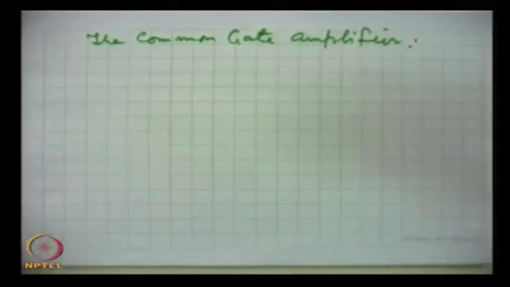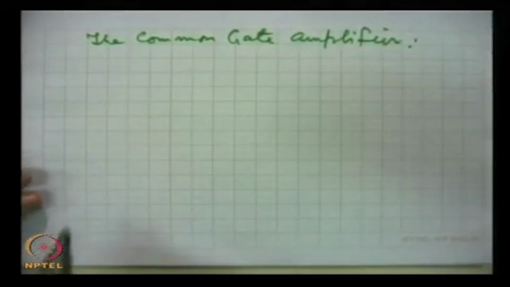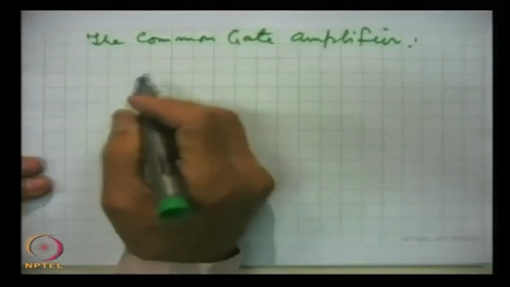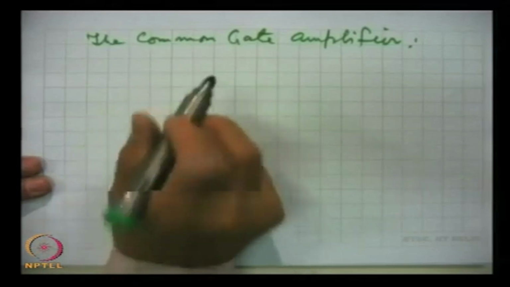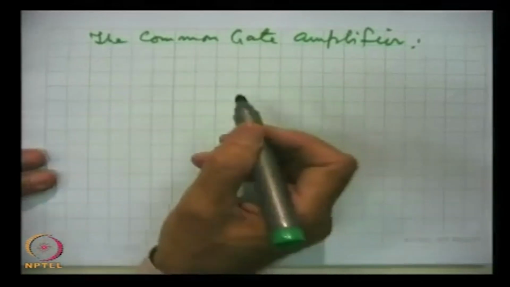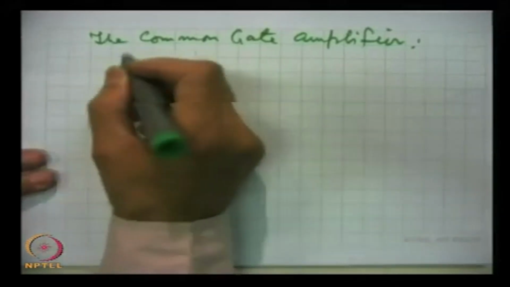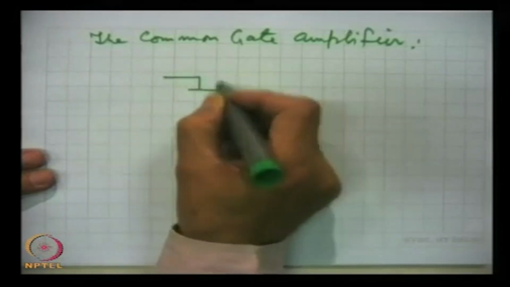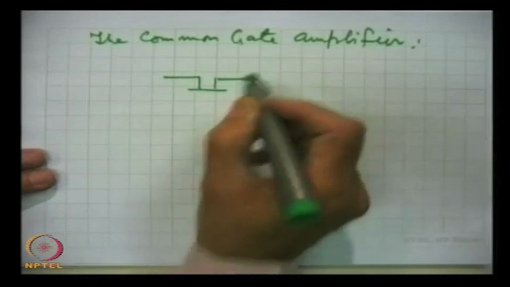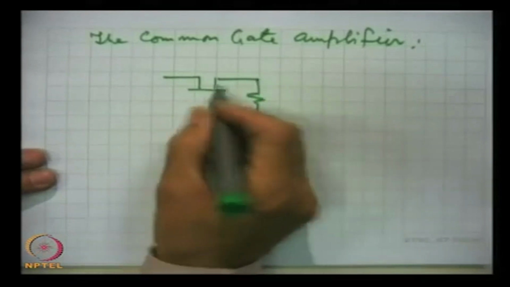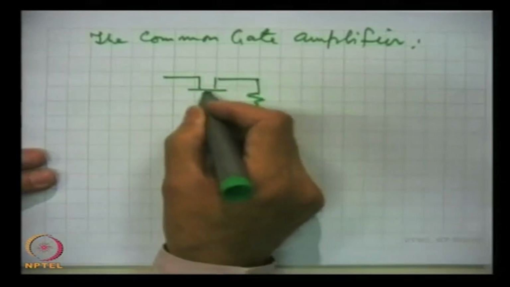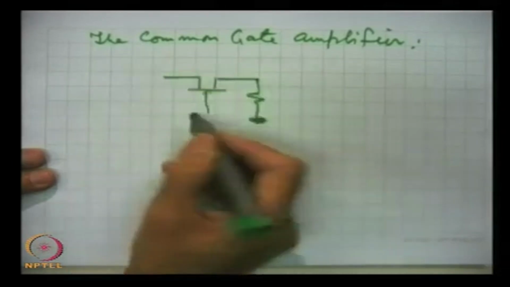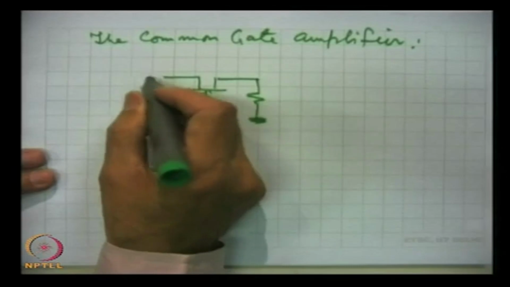The common gate amplifier is different from the earlier two which we have studied, the common source and common drain, and the reasons will be very clear. The input impedance here is extremely low. The circuit we can draw like this. I have come directly to the AC equivalent by grounding it, because we have done it quite a few times. So, you understand.